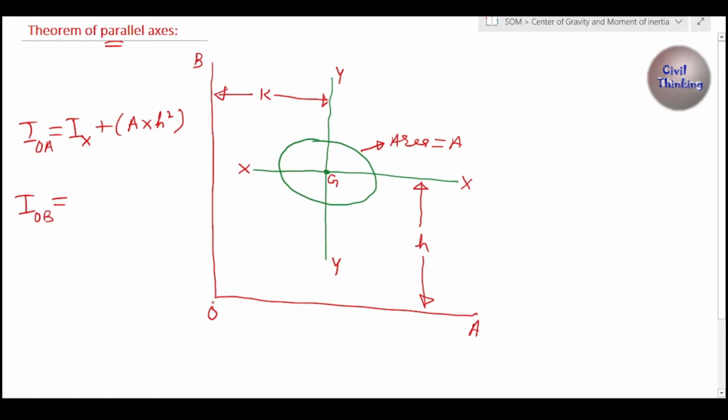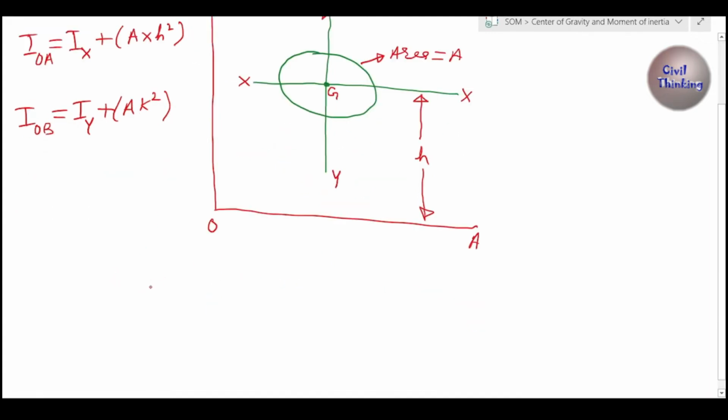Anyways, the moment of inertia of this area about OB is IOB, which is equal to the moment of inertia about the y-axis, because this y-axis is passing through the centroid or center of gravity of this area, plus A, and what is the distance between the two axes? k. So k square.